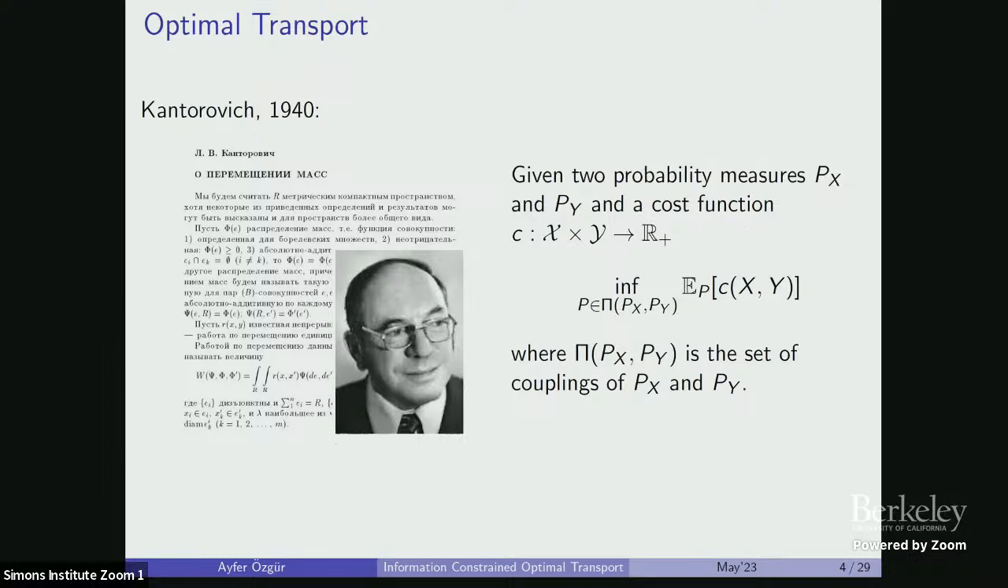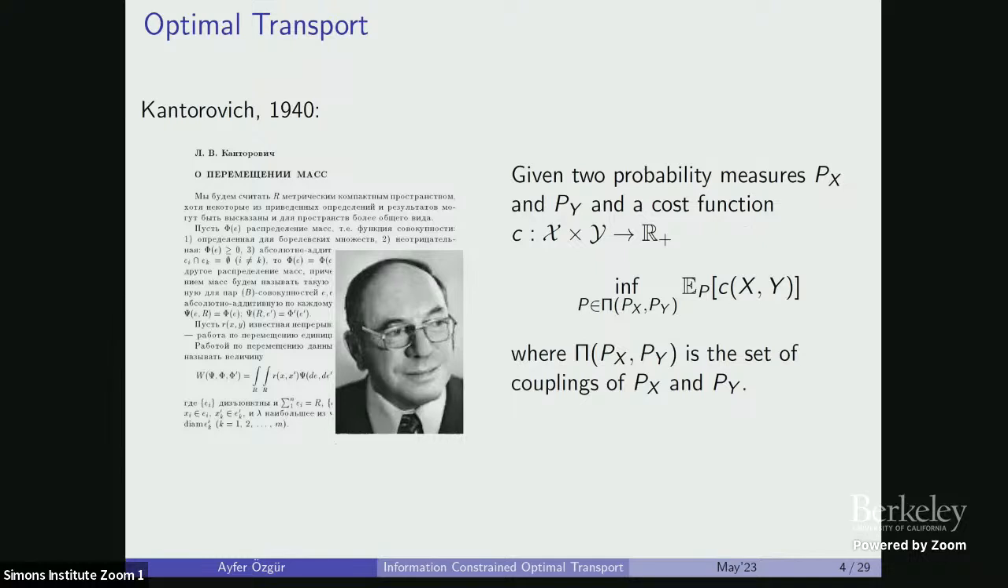And once you fix that channel, this defines a joint distribution for x and y with these prescribed marginals. And again, among all such joint distributions with these given marginals, we would like to find the one that minimizes the expected value of a given cost function.